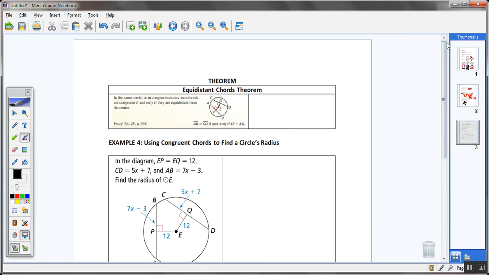Good push. All right, one more theorem, kids. It's called the Equidistant Chords Theorem. Kind of hard to read, so look in your paper. Do I have a volunteer that would read that for me? In the same circle or in congruent circles, 2 chords are congruent if and only if they are equidistant from the center.